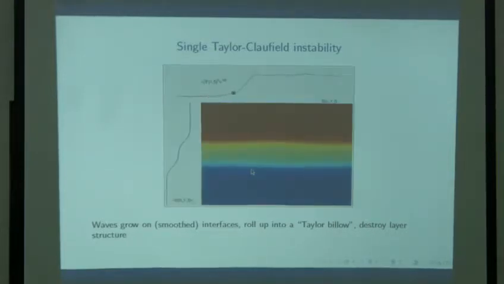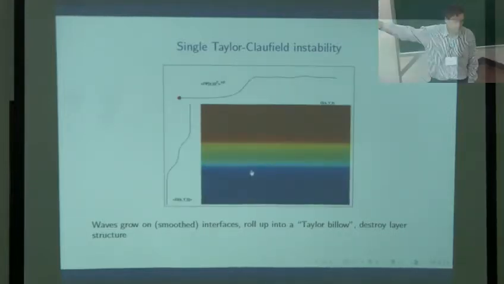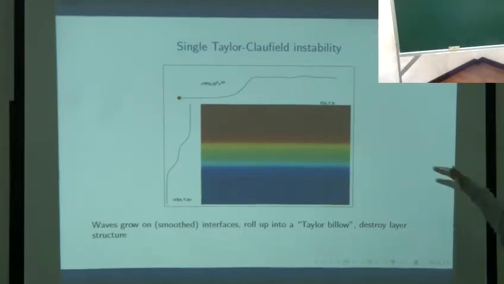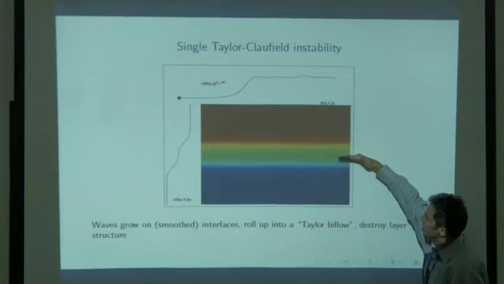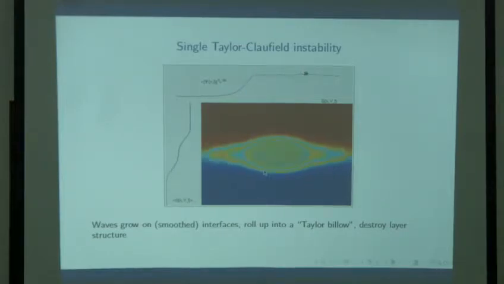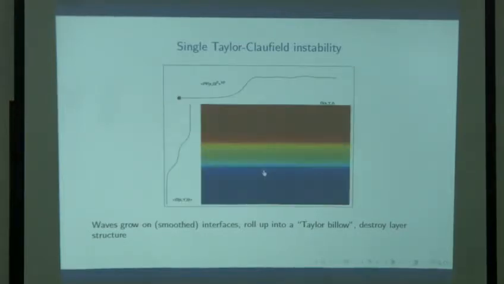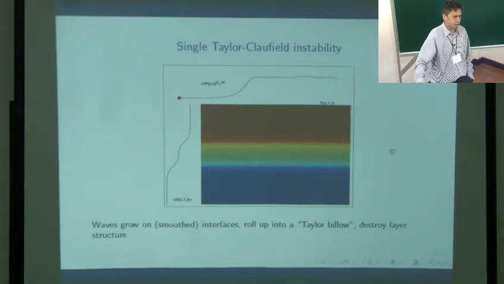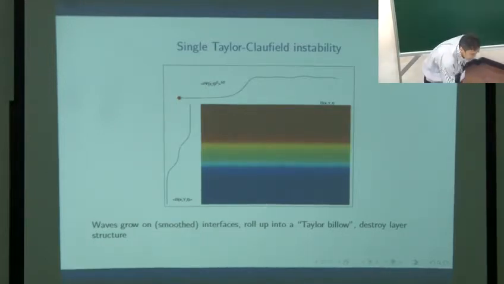So this is what happens. You basically have these waves growing on the interface, and they break to form what you might call a Taylor billow. So there's a layer here, a step here, a step here. What happens is that the wave grows, and the step structure becomes billow-like. Is that 2D? This is 2D. Everything in my talk is 2D.